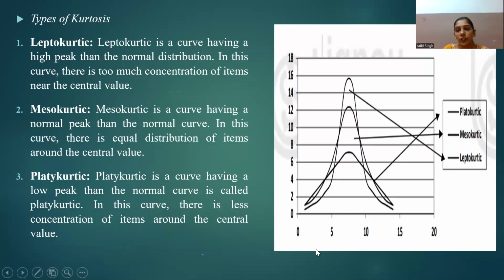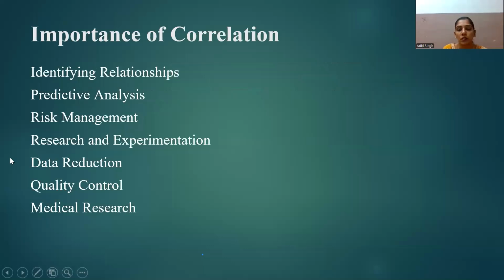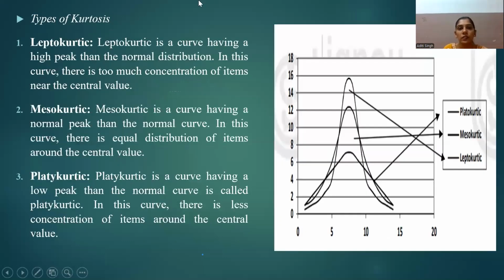Now there are three types of kurtosis. This is the graphical representation of the types of kurtosis. First, let's understand what leptokurtic is. Leptokurtic is a curve which has a higher peak than the normal distribution curve. In this there is much more concentration of items near the central value.